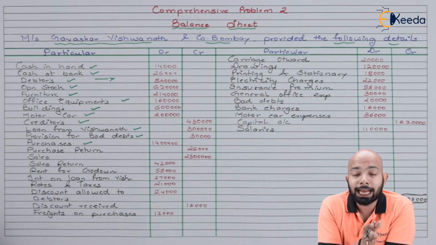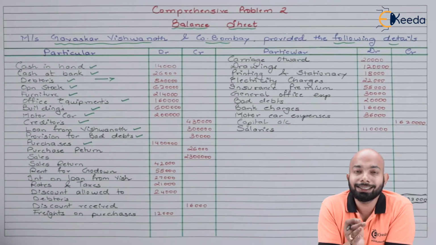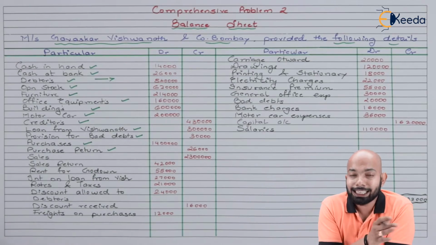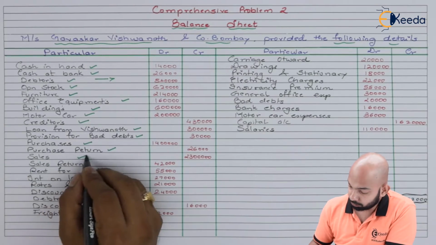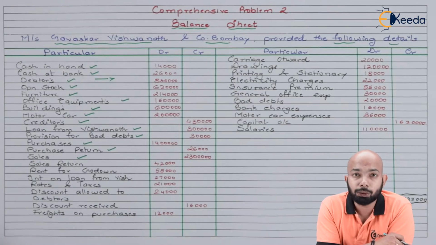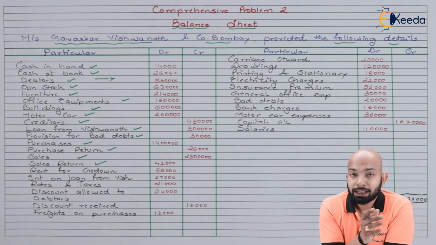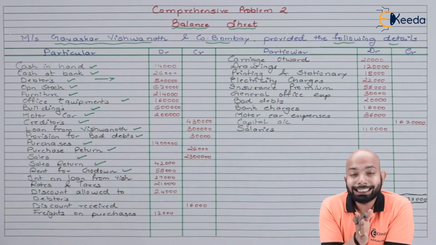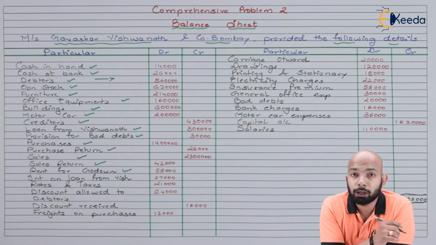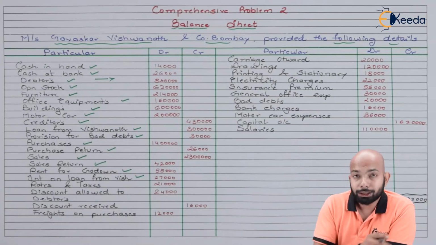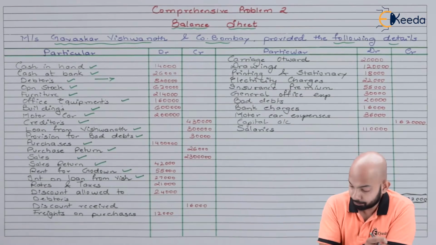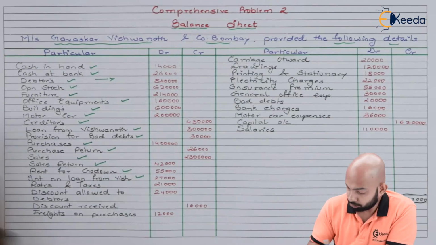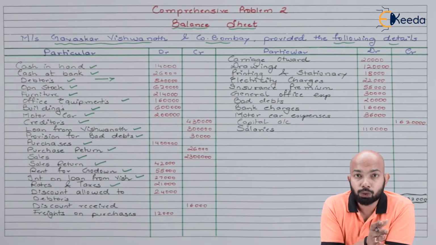Purchase is 14 lakhs and purchase return is 26,000. That means in the trading account, this will be subtracted from purchases. Similarly, sales is 23 lakh and sales return is 42,000. Rent from godown is 55,000. Interest on the loan which has been taken is also a part of this trial balance, and the amount is 27,000. Now, among other P&L expenses, rates and taxes amount to 21,000.